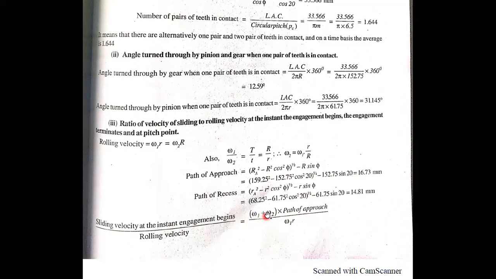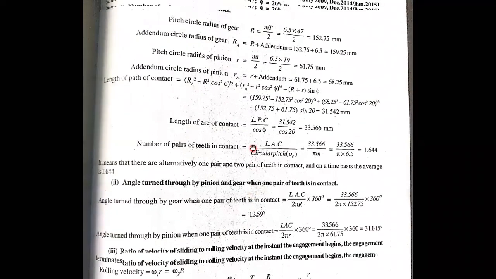is omega 1 plus omega 2 into path of approach. For that, omega 1 and omega 2 you have to calculate. So here the speed is, I think, not given. So what they're saying is here the speed is given.